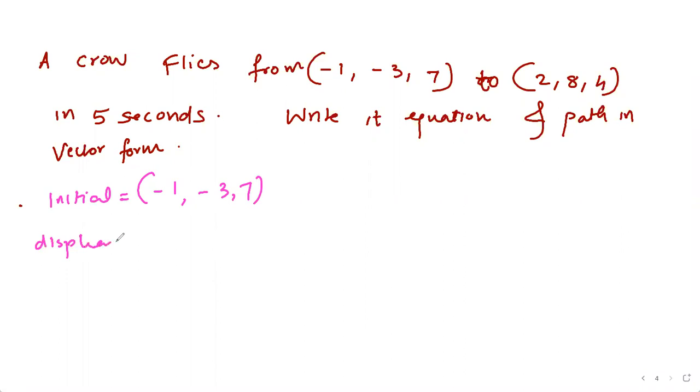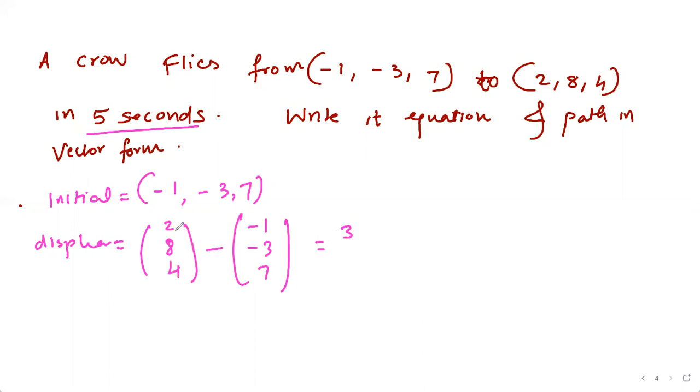So the displacement vector, because here they have given time. So time is a very important thing out here. So in every second, how much is the displacement? First you find the displacement in 5 seconds. So the final coordinate is (2, 8, 4), minus the initial (-1, -3, 7). So that is nothing but 3, 8 minus -3 is 11, and 4 minus 7 is -3. So that's your displacement vector in 5 seconds.